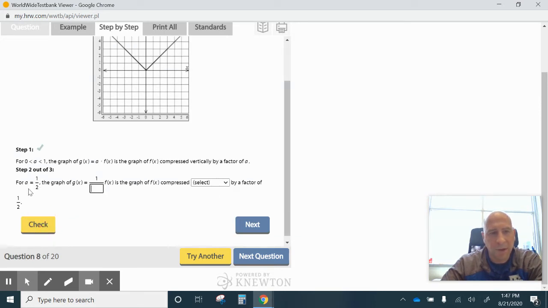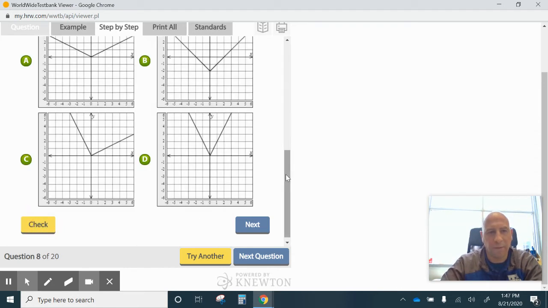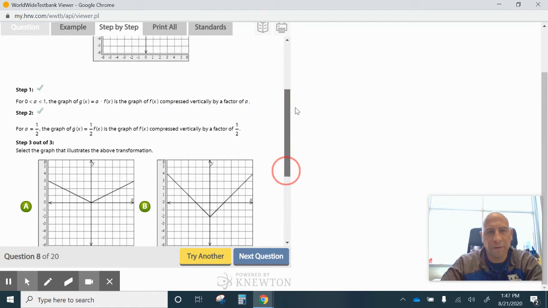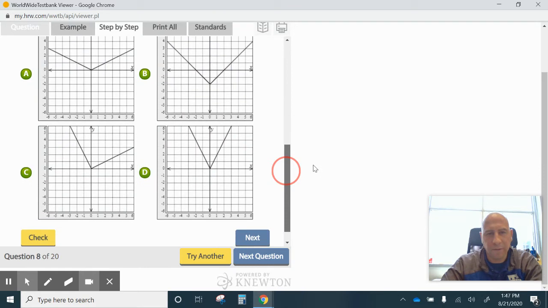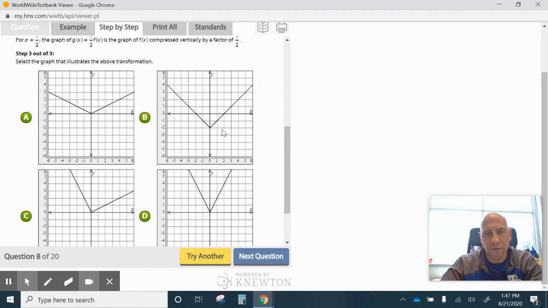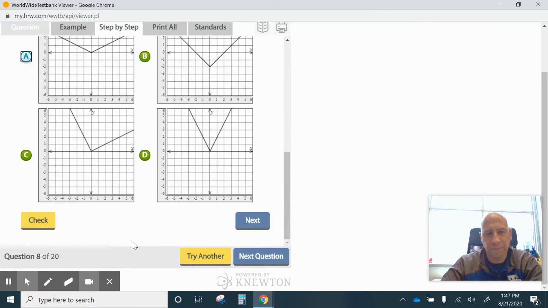Okay. Now for a is equal to 1/2, when it's vertical compression or stretch, the number is what it is. You just put it in the front, okay? Compressed vertically by a factor of 1/2. And so then this one's easy. It's getting basically compressed. So that one just looks ridiculous. That one I think is the horizontal compression. That's a vertical down, so I'm going to say the answer is A, that compresses. Check.